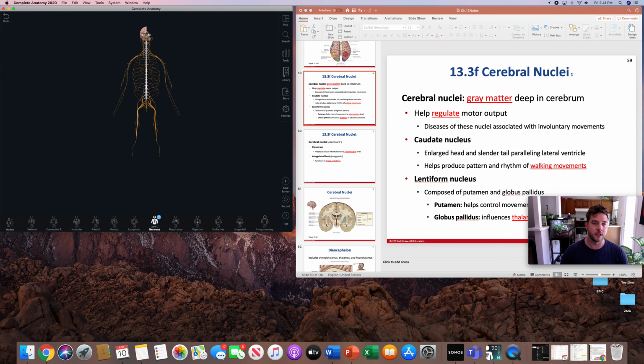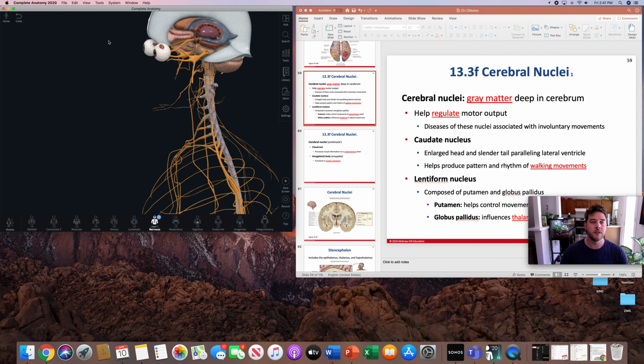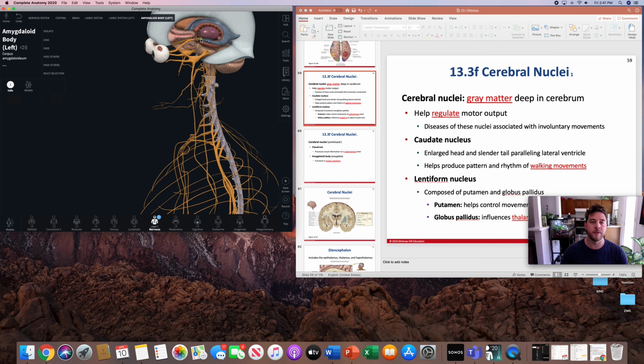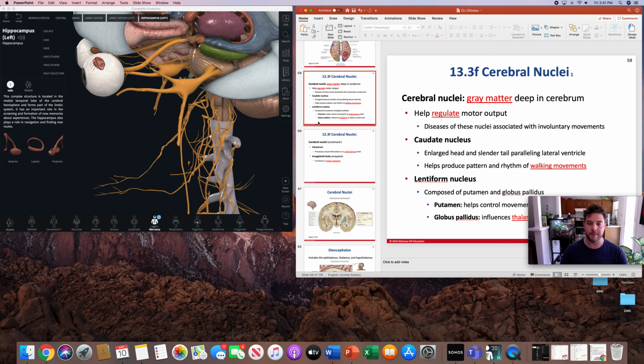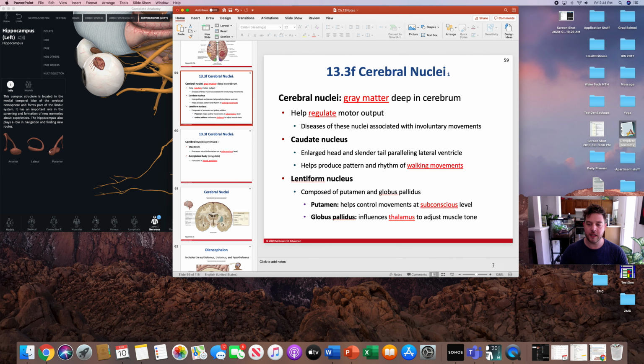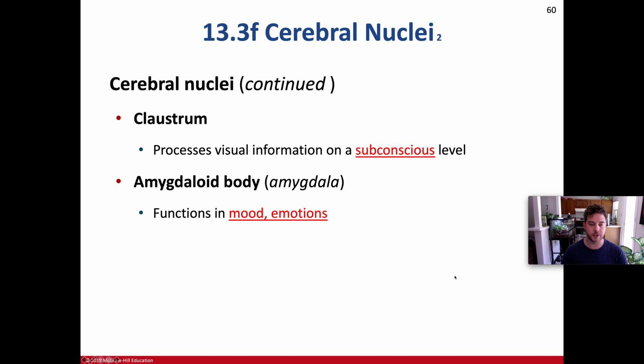So looking just in front of the ventricle is your amygdaloid. That's your hippocampus as well. We'll get into that next time. Okay. And I think that is going to be it for us for this lecture.